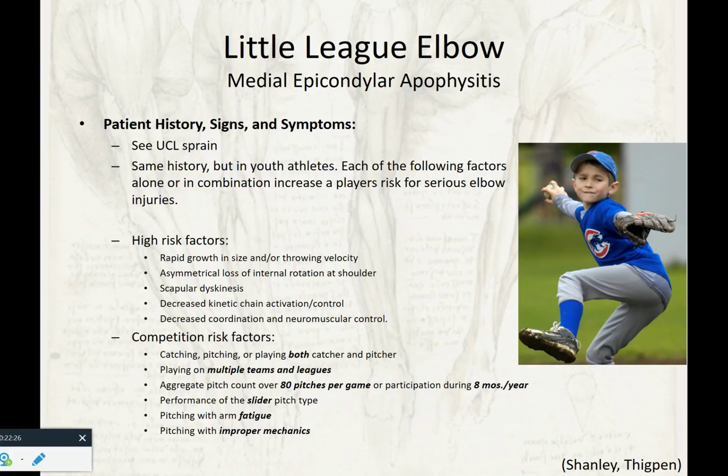Those are your personal risk factors, but there are also risk factors in your competition or how you play the sport. This is specifically looking at baseball: catching, pitching, or playing both catcher and pitcher is a risk factor. Playing on multiple teams and leagues in one year. Having an aggregate pitch count over 80 pitches per game, or participating in throwing activity at least 8 months out of the year. Throwing the slider pitch, pitching with arm fatigue, and pitching with improper mechanics. All of those are great test questions.